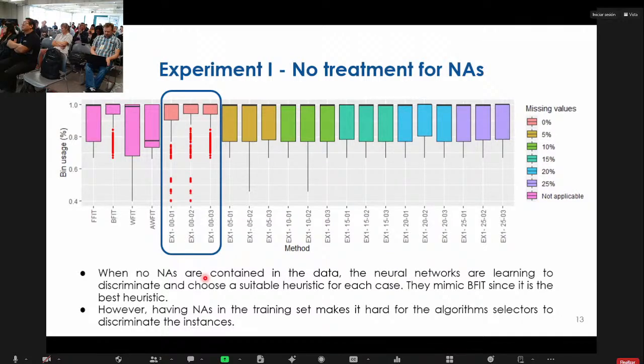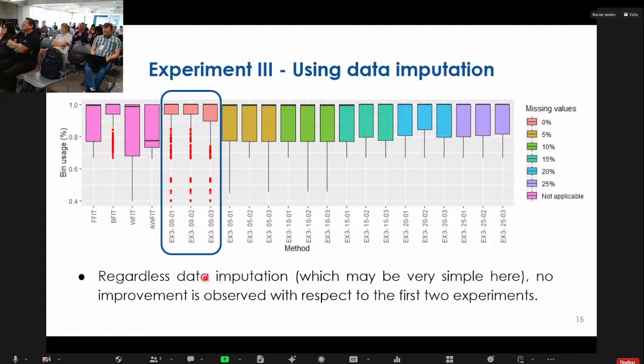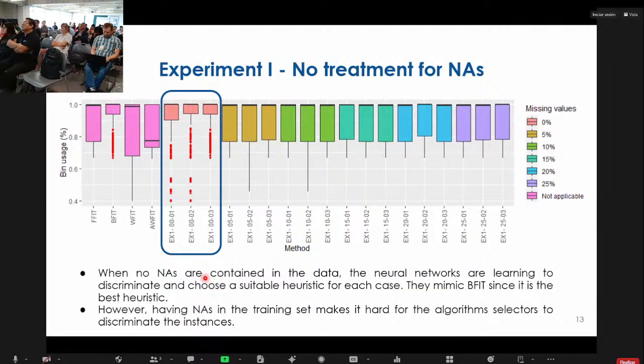We have three experiment results. The first one is no treatment for the NAs. The second one is working only with complete cases. And the third one was using data imputation. I will go back to the first experiment. We use three neural networks and we test this. All of them perform poorly with the nulls. The remarkable thing that we observe in the three experiments is that it doesn't matter the percentage of null values, the results were almost the same.